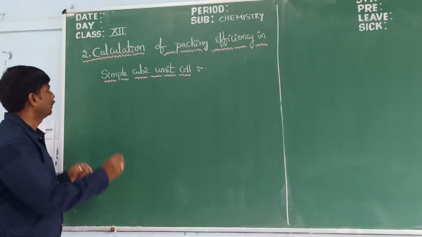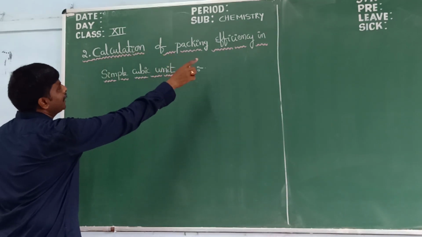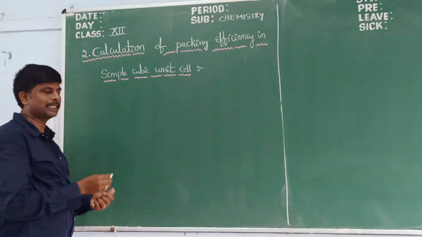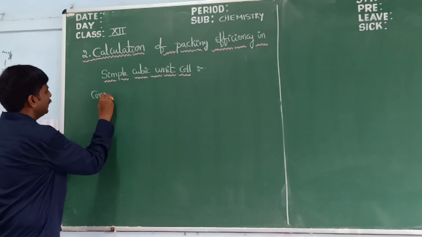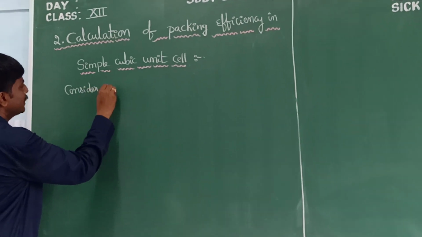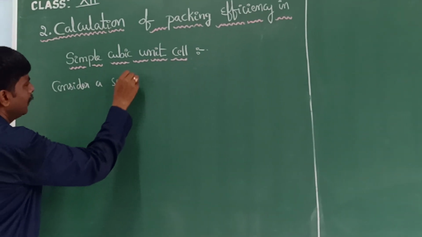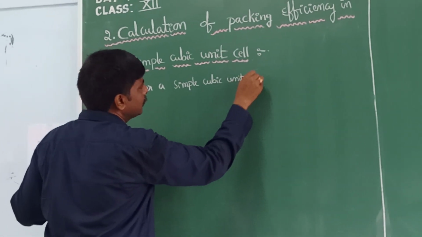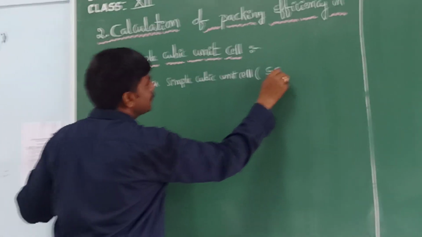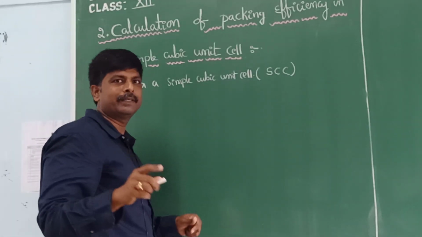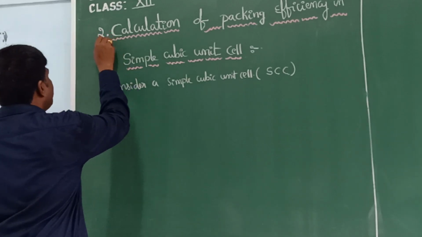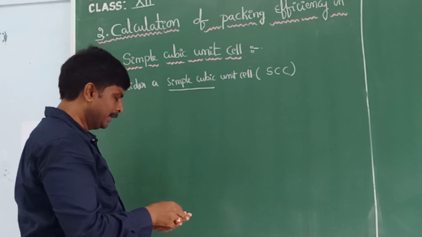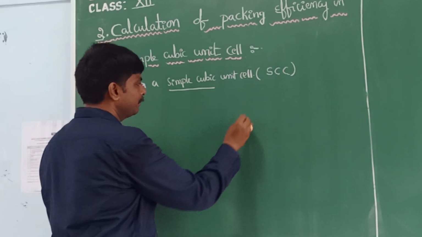Now, calculation of packing efficiency in simple cubic unit cell. Consider a simple cubic unit cell, that means SCC. Earlier the first one was FCC, the second one BCC, and now the third one is the simple cubic unit cell. Here I will take one simple cube.